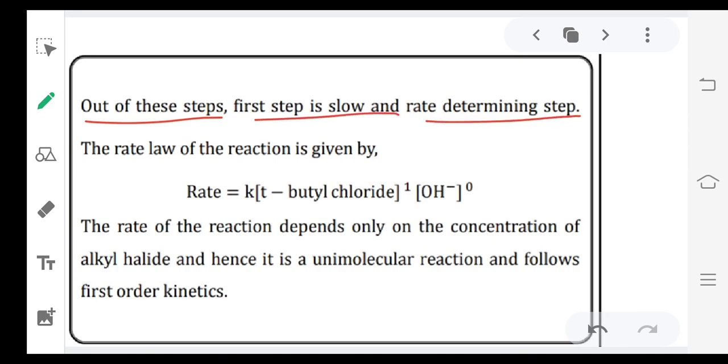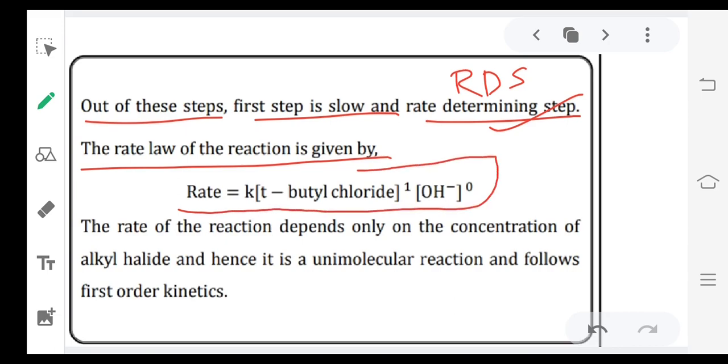Next, out of these two steps, the first step is slow. Generally the slow step is called the rate determining step, RDS. The rate of reaction depends on this RDS. So the rate law of the reaction is given by rate of reaction equal to K into the concentration of tertiary butyl chloride and the concentration of OH minus.